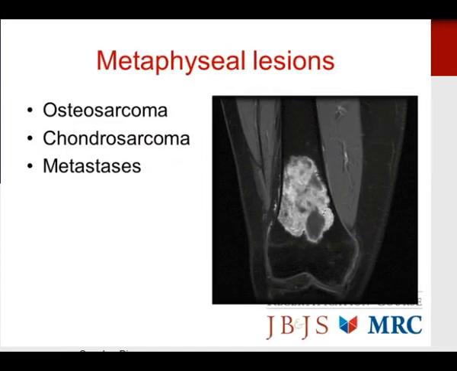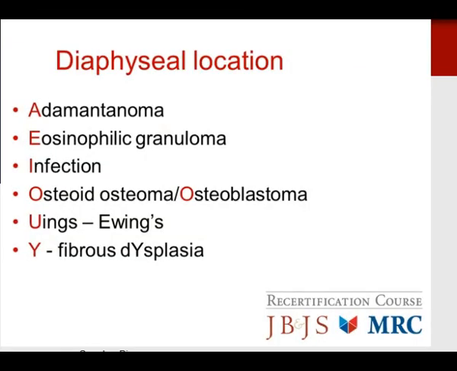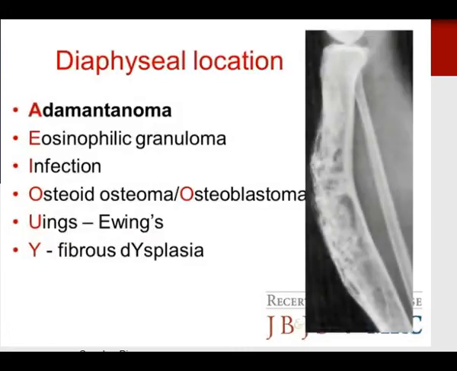Metaphyseal lesions: osteosarcomas, chondrosarcomas, and metastases. And then diaphyseal lesions, just like we learned in grammar school for our vowels, A, E, I, O, U, and sometimes Y. Adamantinoma, very common to occur in the tibia. Looks like soap bubbles throughout the bone. The lesion has some chronicity to it, so we see an expansion and bowing of the tibia.